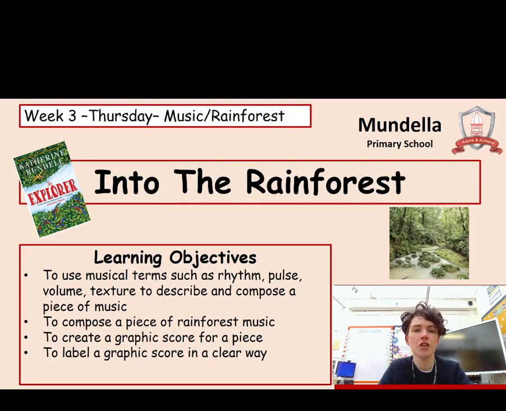In today's session we are carrying on with our music and linking it into the rainforest theme. We're going to be using musical terms such as rhythm, pulse, volume, texture to describe and compose a piece of rainforest music, to create a graphic score for a piece, and to label a graphic score in a clear way.